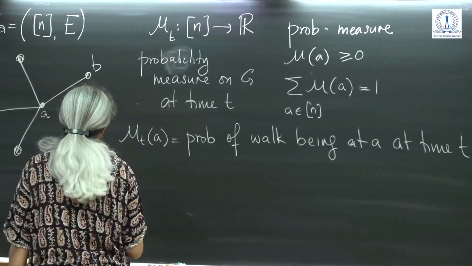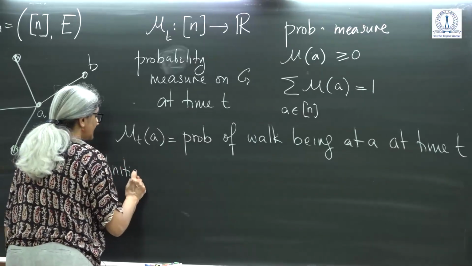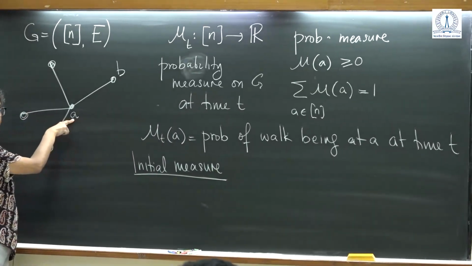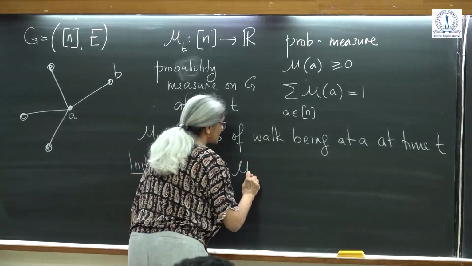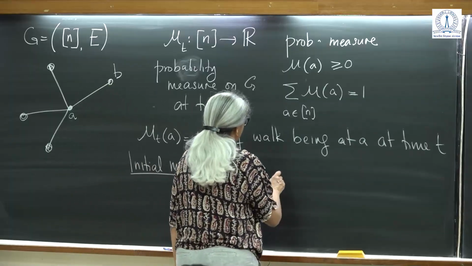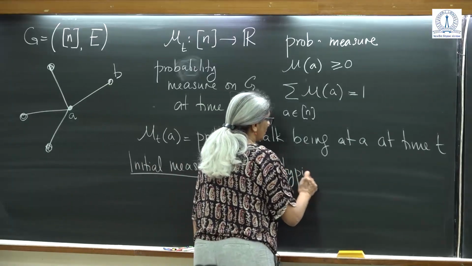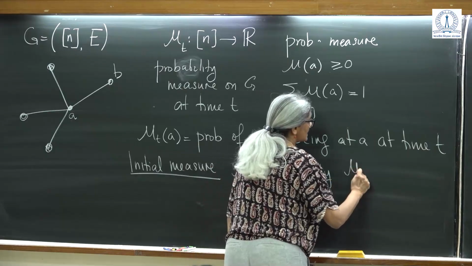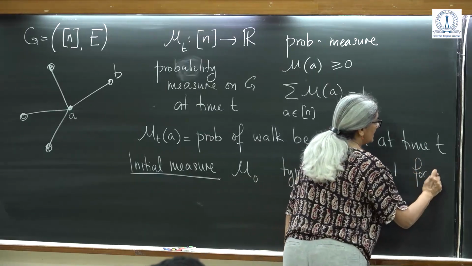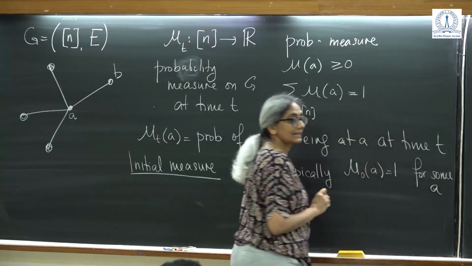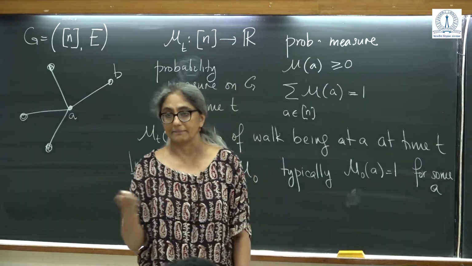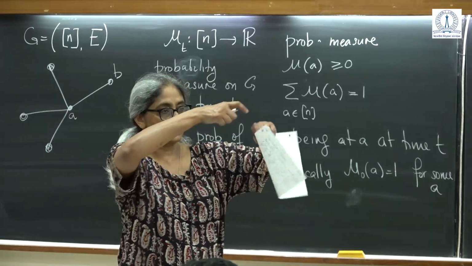And we always have an initial measure. The way we start, in the beginning, the person is standing at just one vertex, maybe this vertex. So the initial measure we will call mu 0. This is the measure at time 0. Typically, we start in one vertex, so mu 0 of A is equal to 1 for some A. You're standing exactly at A, and everywhere else it has to be 0 because the sum of the entries in the measure is 1. So the measure is just a vector.